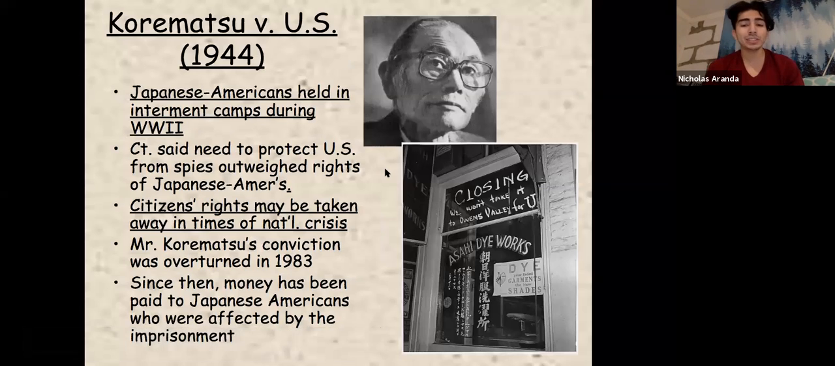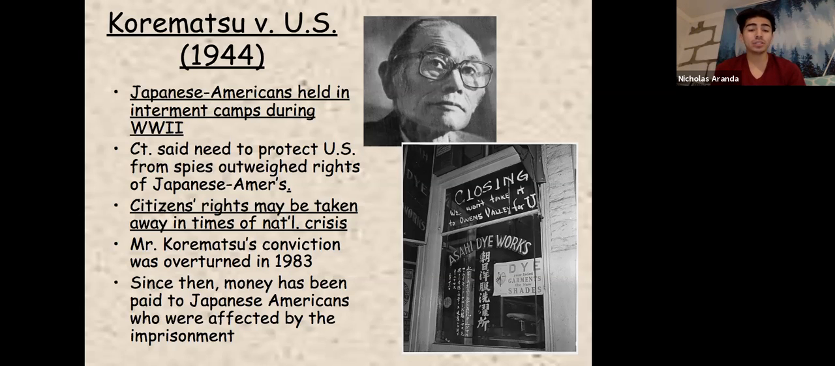Korematsu versus the U.S. is one of the nation's and also one of the world's more famous Supreme Court cases. It held that Japanese Americans held in internment camps during World War II were held there constitutionally. The court said that it needed to protect the U.S. from spies, and that this outweighed the rights of Japanese Americans. It weighed that citizens' rights may be taken away in times of national crisis, without setting a clear, bright line in that court case for how citizens' rights could be taken away.